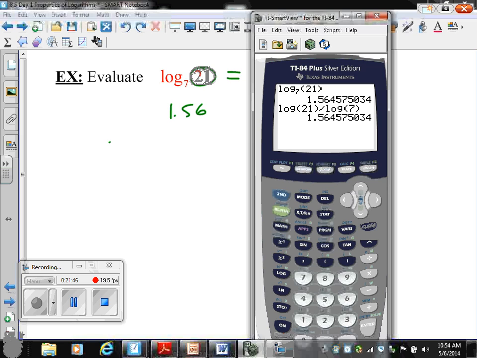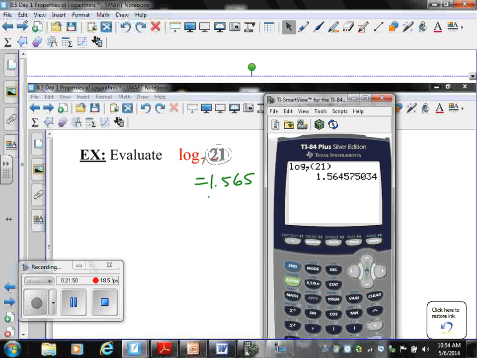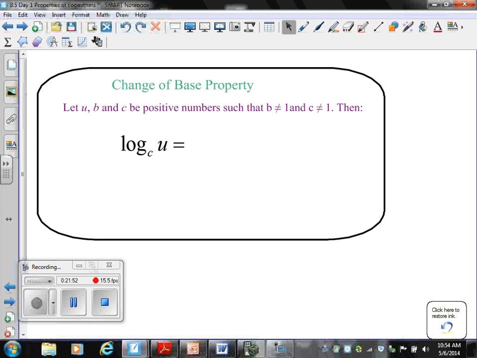Okay, so here's the change of base formula. So we're going to let U, B, and C be positive numbers. B is not 1, C isn't 1. Okay, so we don't want our base to be 1 here. So if we have the log of U base C, again, this is some number that I can't put in my calculator usually, right? It's not 10 or it's not E. We have this change of base formula that says I could change this to log of U over the log of C.